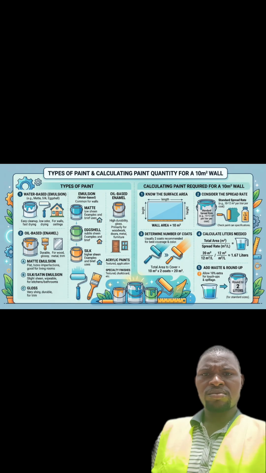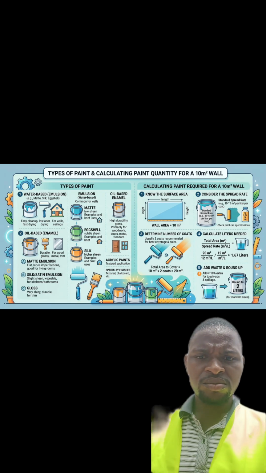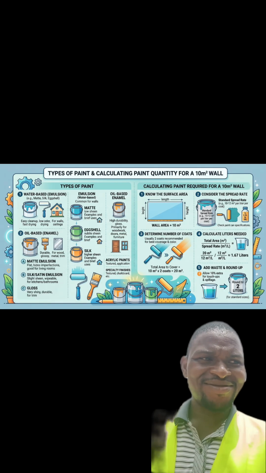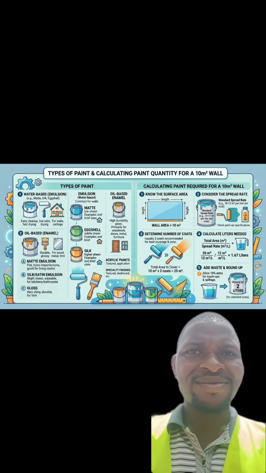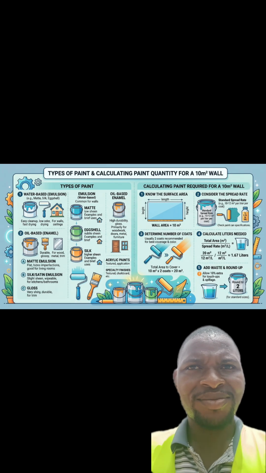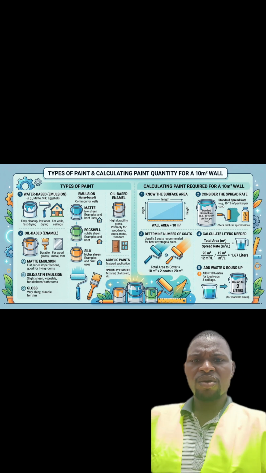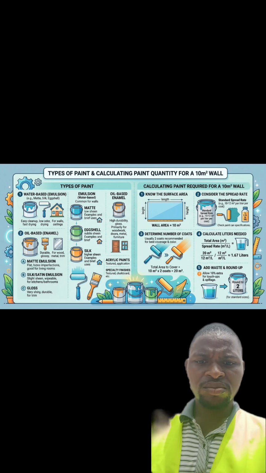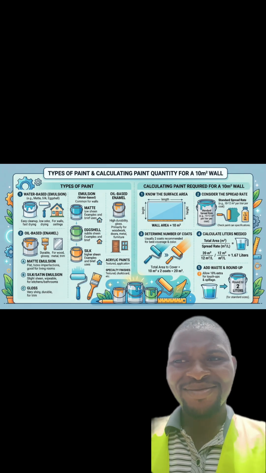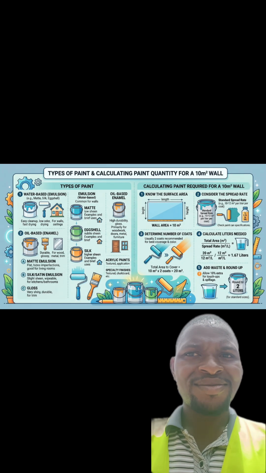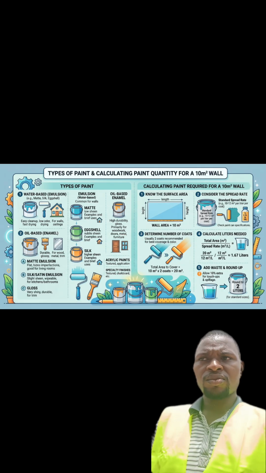The key features are that they have low odor, they dry fast, and they are easy to clean up. The common finishes are matte and flat, often a low shine finish, which is excellent at hiding surface imperfections. Then we have eggshell. The feature of eggshell is a very subtle, soft shine reminiscent of an eggshell. It is slightly easier to clean than matte. So matte is harder to clean than the eggshell.